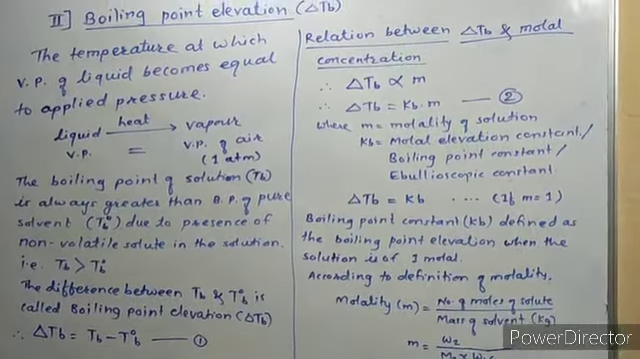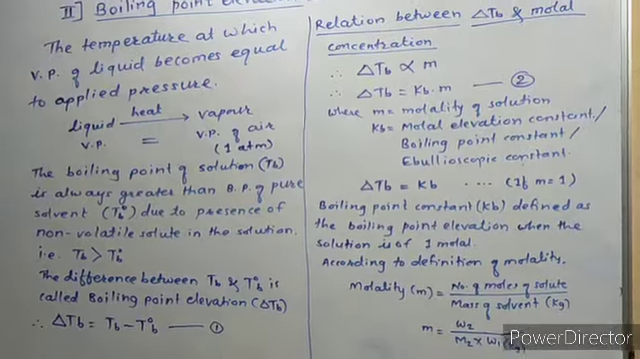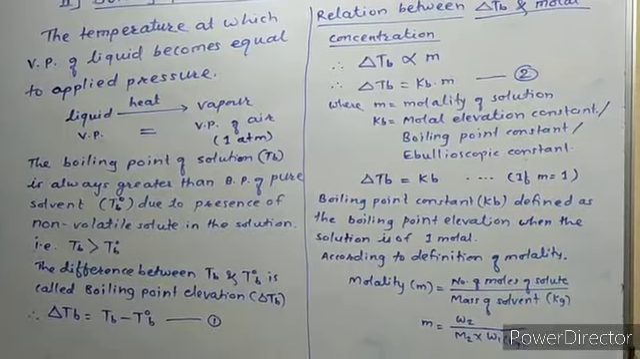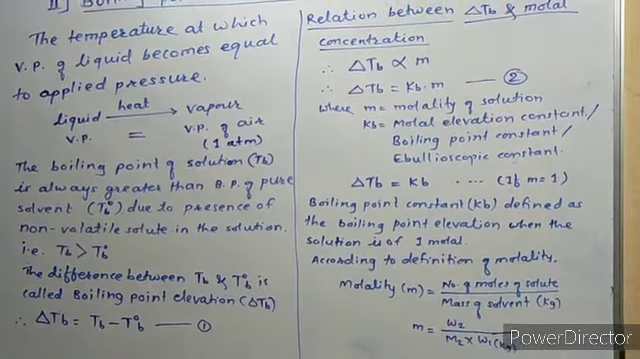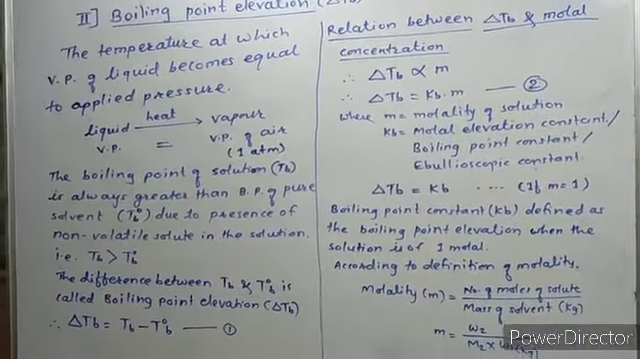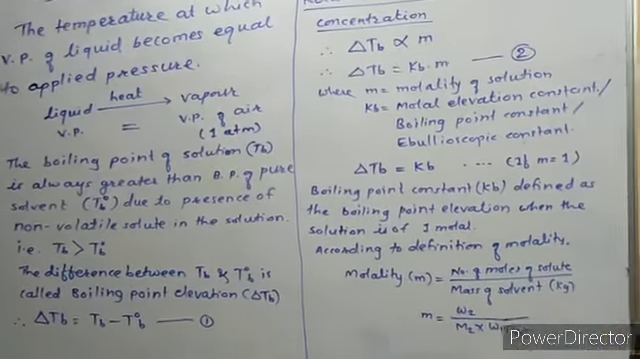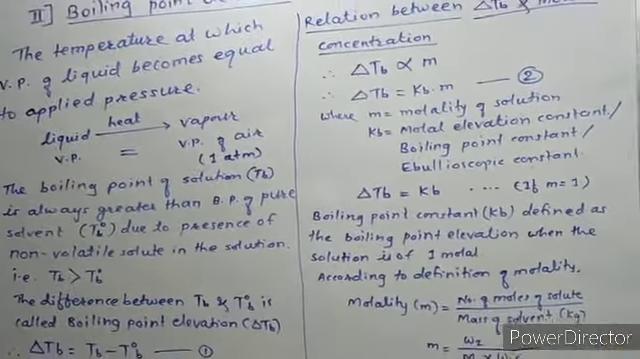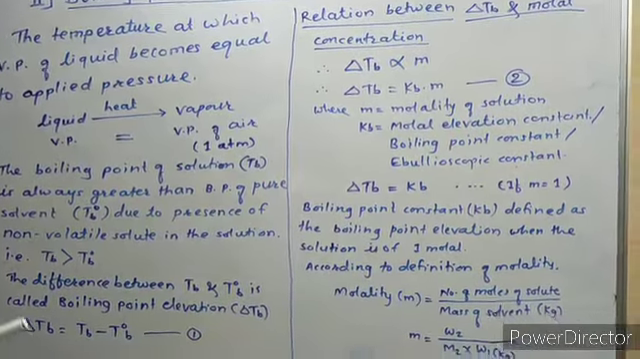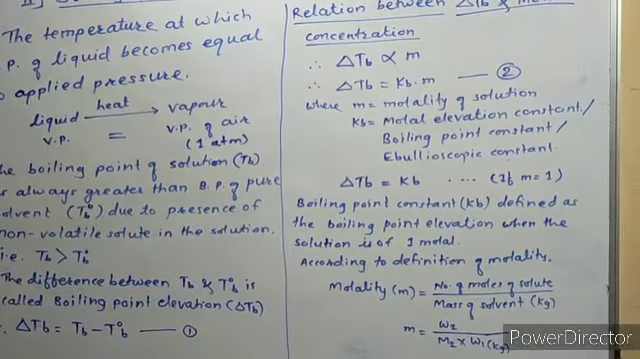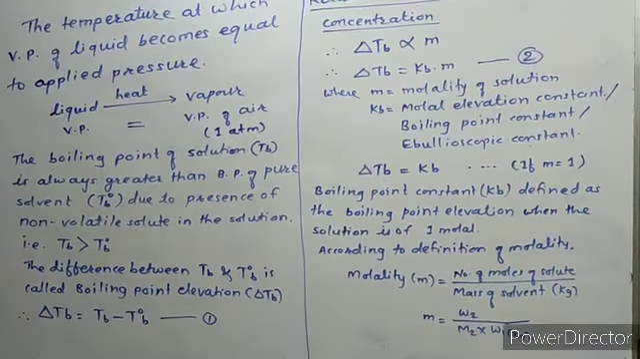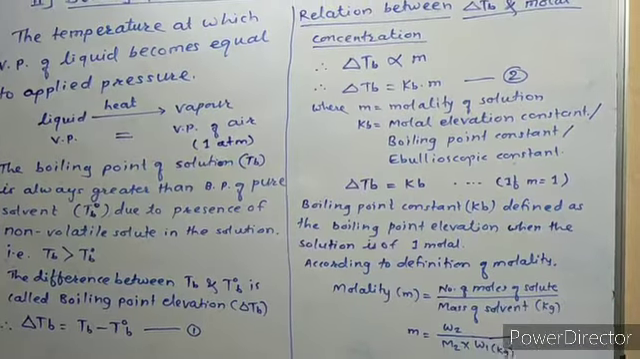Now boiling point elevation is related to the molar concentration. So delta TB is directly proportional to the molality of the solution. So, rearranging, we get delta TB equal to Kb into m, where m is the molality of the solution, and Kb is the molal elevation constant, the boiling point constant, also called the ebullioscopic constant.